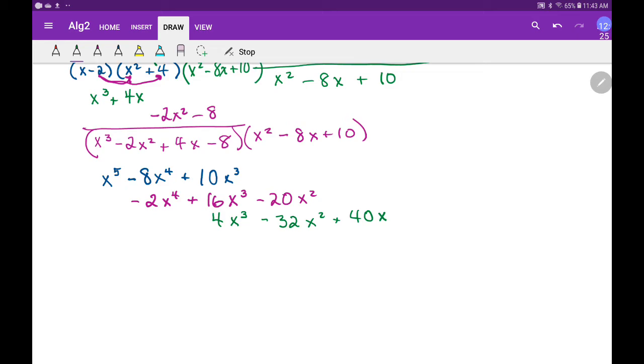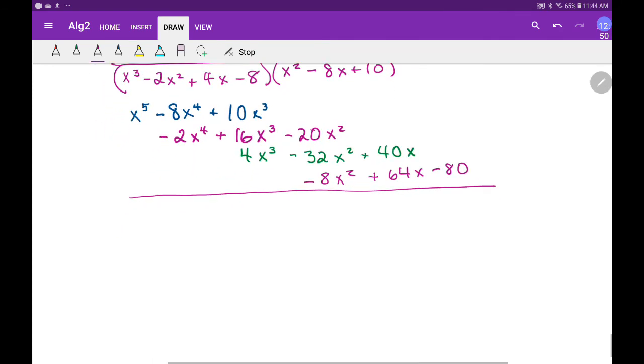And finally, we get negative 8 times each one of these. Negative 8 times x squared is negative 8x squared. Negative 8 times negative 8 is 64, and x comes along. Negative 8 times positive 10 is not a positive. It's a negative 80. My oh my.